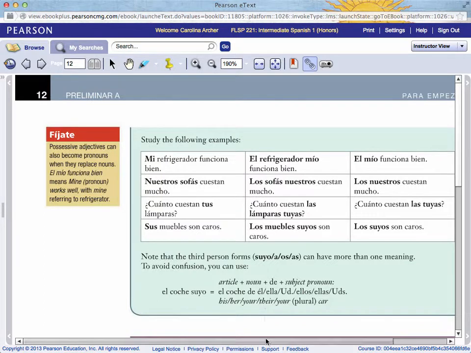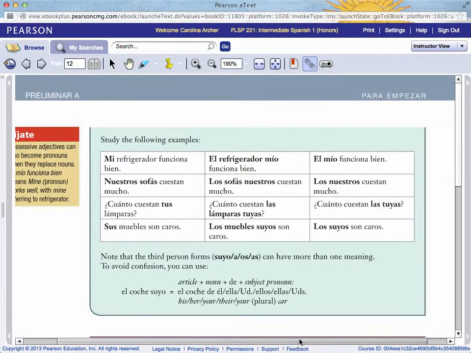Okay, so here are some examples. You can say, mi refrigerador funciona bien. Mi refrigerador funciona bien. My refrigerator. Or you can say the refrigerator of mine, okay? El refrigerador mío funciona bien. And also mío can, if you already know what you're talking about, you don't have to repeat the word refrigerador. You can say, el mío funciona bien. You know, mine works well, okay?